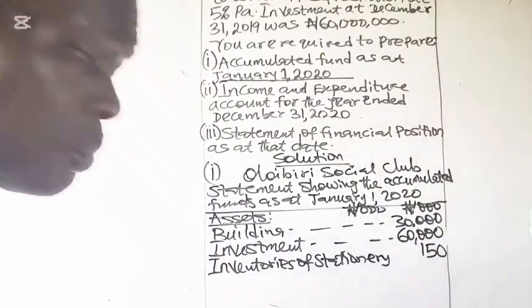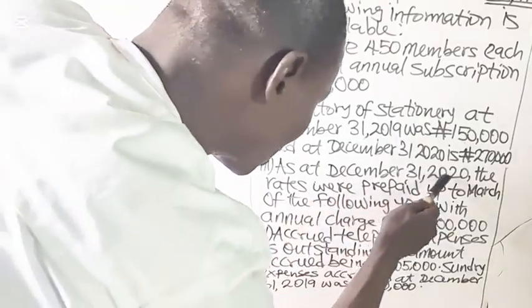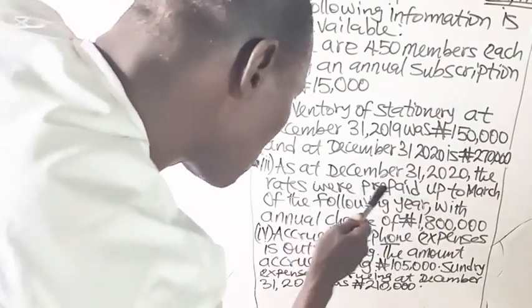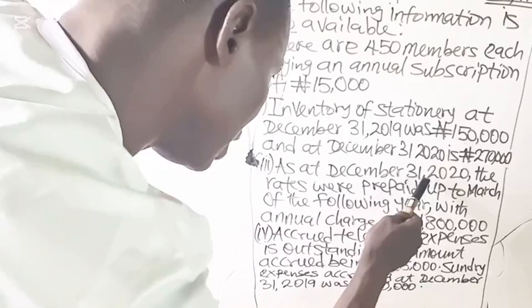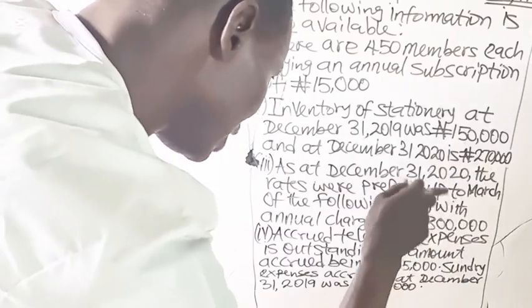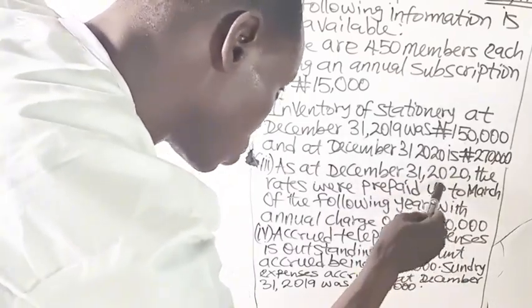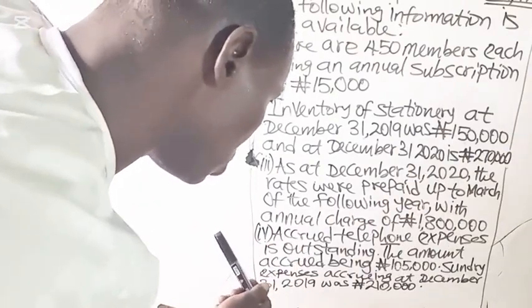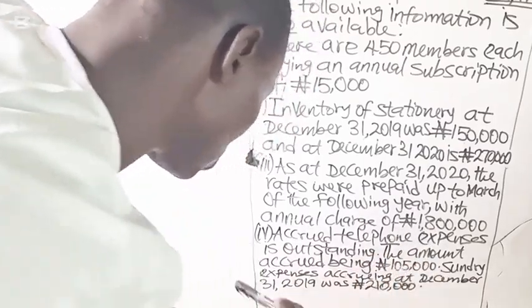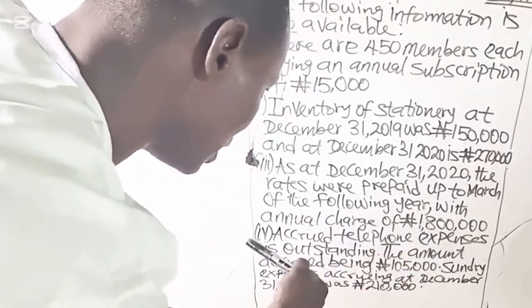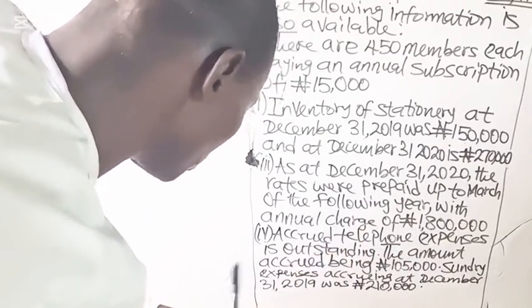Now back to the note. Note 3. As at December 31st, 2020, the rates were prepaid up to March of the following year. This is up to the following year, that is year 2021. It does not relate to the opening entry, so it will not be used, with annual charge of 1.8 million. So since it does not relate to the opening, it will not be used.